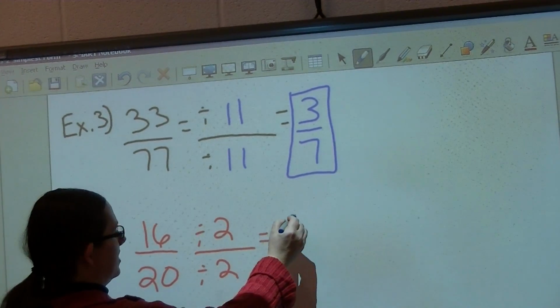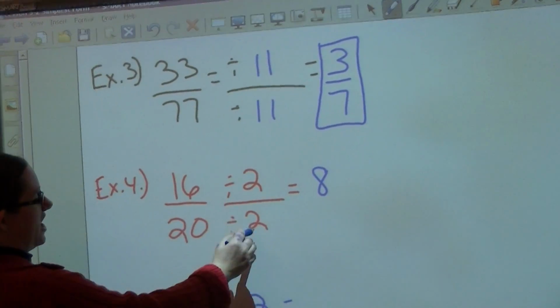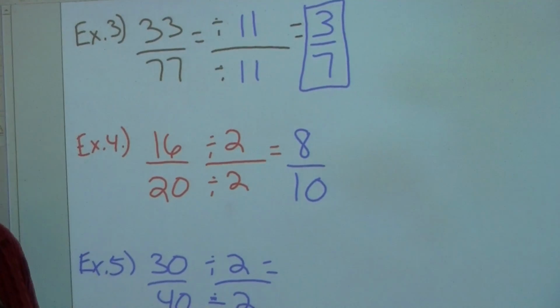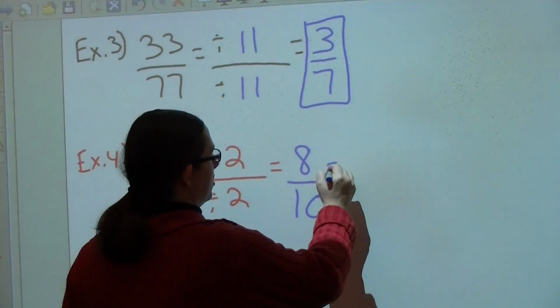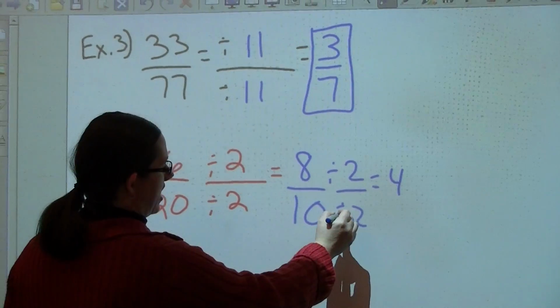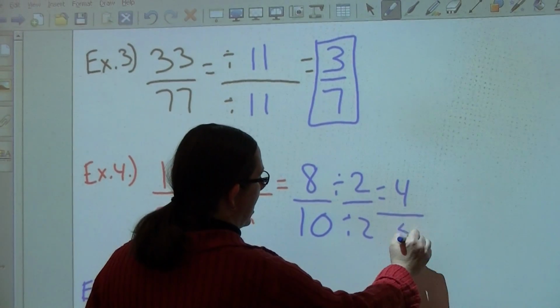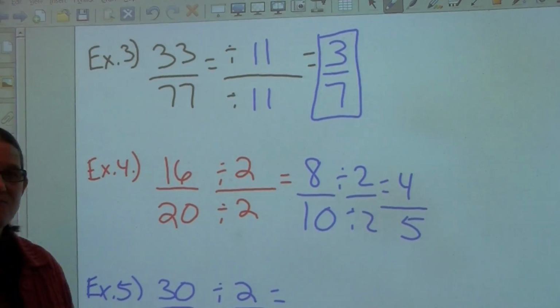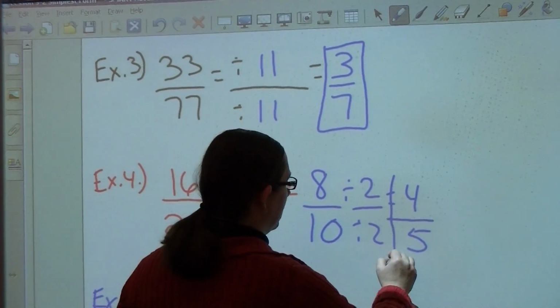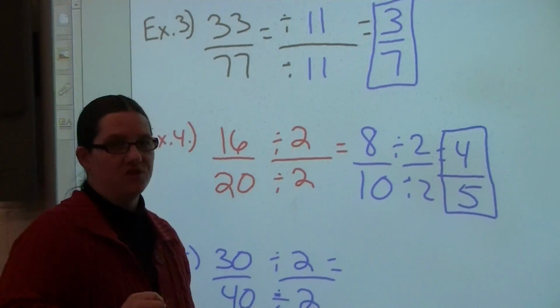16 divided by 2 gives us 8, and 20 divided by 2 gives us 10. Can I divide both of those by a number? Yes, we can do it by 2 again. 8 divided by 2 gives us 4, and 10 divided by 2 gives us 5. Can I divide 4 and 5 by any number evenly? No, we can't. So 4/5 is our final answer in simplest form.